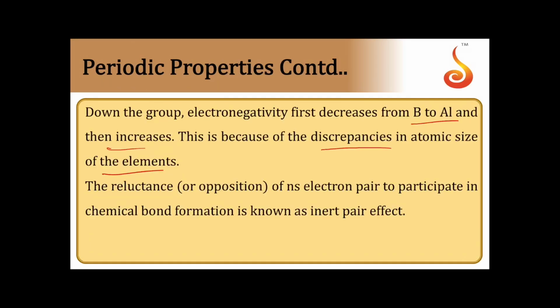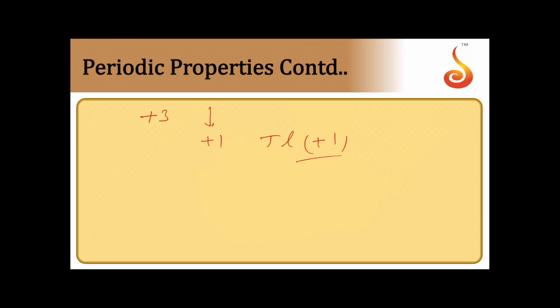The reluctance of the ns electron pair to participate in chemical bond formation is known as the inert pair effect, and it increases down the group, because we have just seen that thallium has f electrons which cannot screen the nuclear charge. Thereby, the ns electrons of thallium are firmly bound and are not involved in bonding. So, down the group, the inert pair effect increases, and thallium exhibits only the +1 oxidation state.